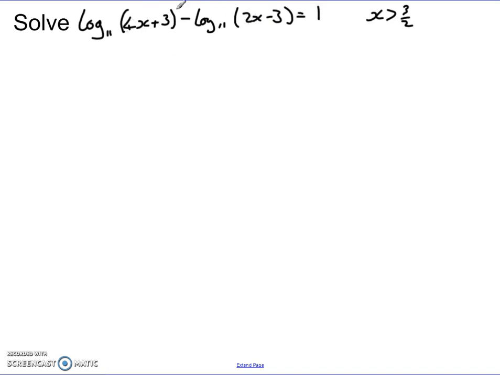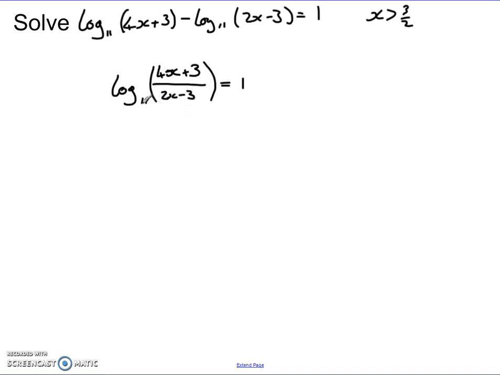So I'm going to use my rule of logarithms on this side to combine everything here. Well, it's this take away that. Remember, that gives us a quotient, i.e. a division. So I'm going to have log to the base 11 of (4x plus 3) over (2x minus 3). That is going to equal 1.